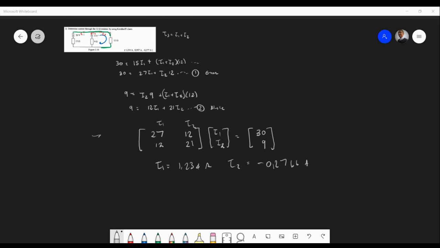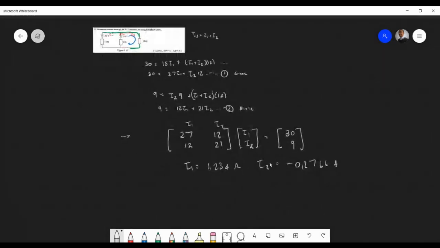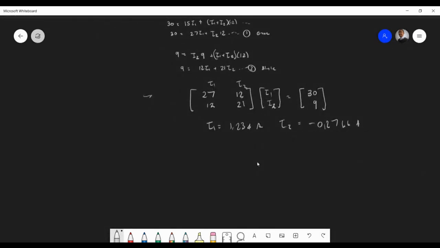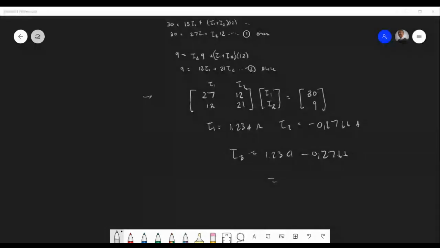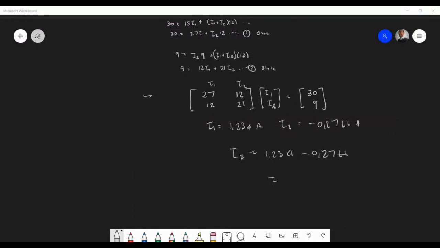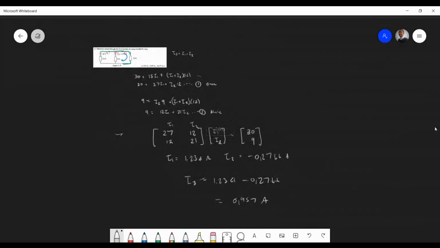So if you look at I3, what we're going to have to do now is, I3 is the algebraic sum. We just say 1.234 minus 0.2, 0.27666. And your answer should be 0.9957 amps. So I hope you all got that. That's a very important approach.